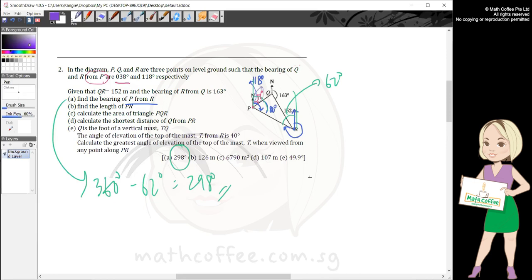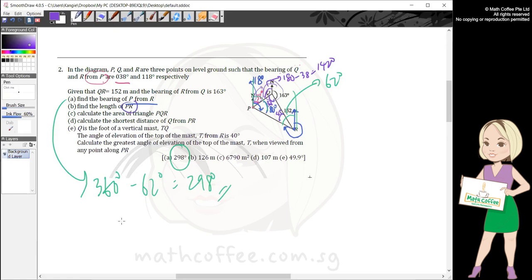Just now this one was 38. Do you agree this will be just 180 minus 38? So 180 minus 38 will give you 142. And this is angles at a point. 360 minus 142 minus 163, I get 55. You see, I have all the angles already. This one I also have. 180 minus 80 minus 55, I get 45. So much information. Let's find the length already.